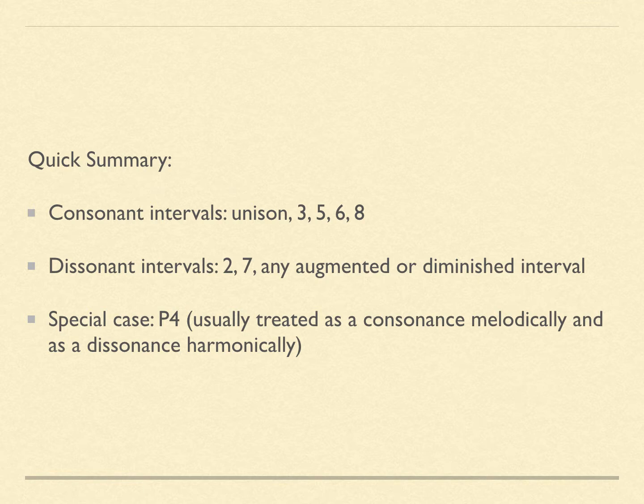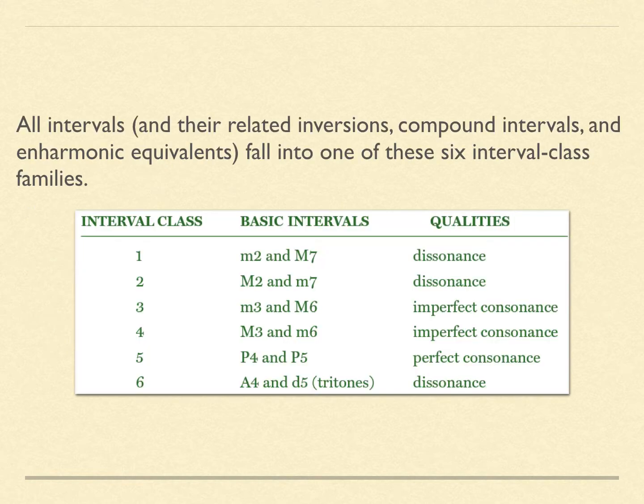So here's a chart on the next slide that will help us classify these things. So we've got our interval class families. Generally, dissonance or consonance, and then we can also talk about if they are imperfect or perfect. So take a look at this chart, make sure you've got that information. The hardest one, I think, to remember is the fourth, so just make sure that's in your memory.